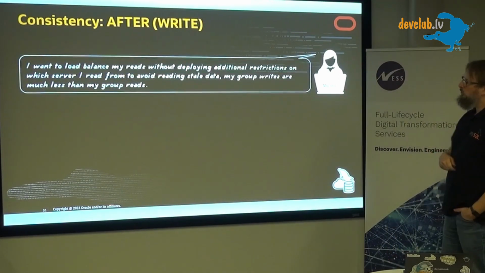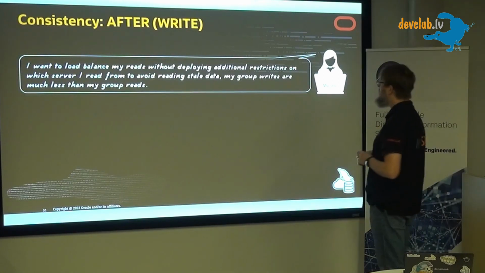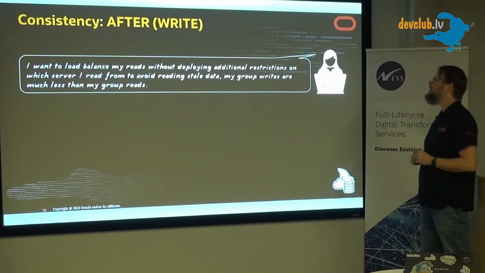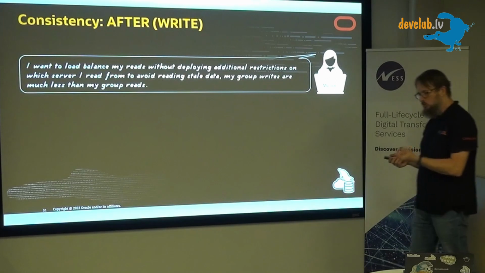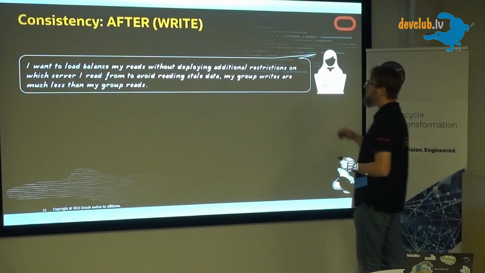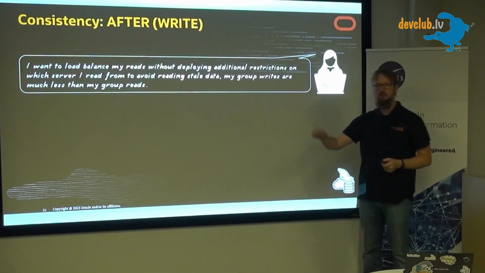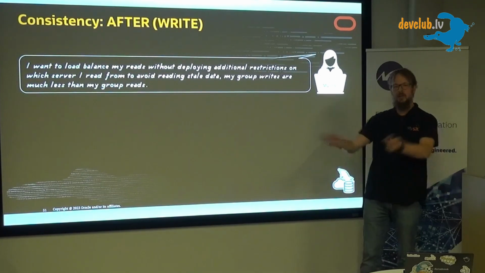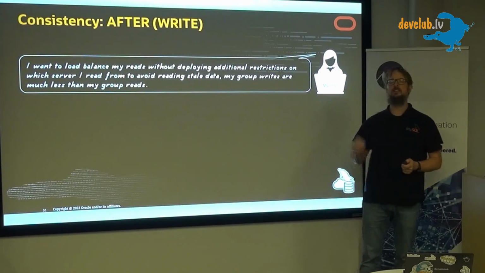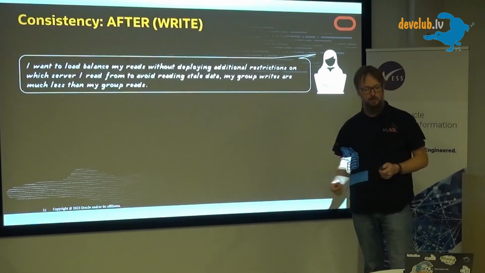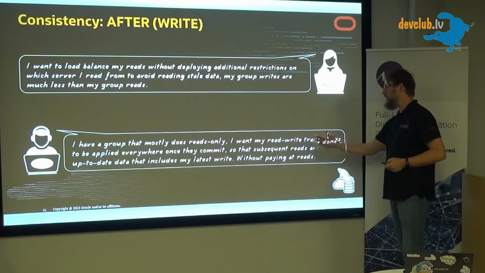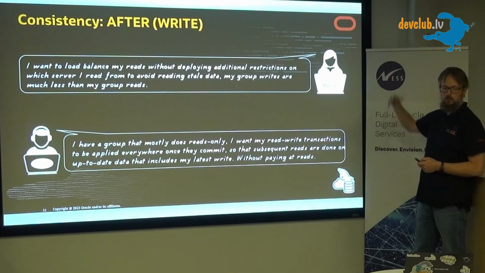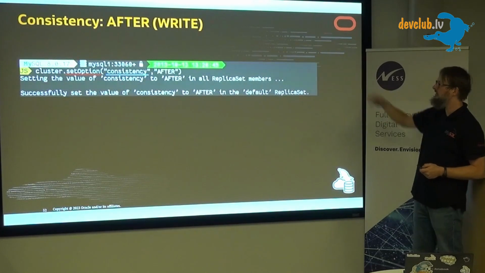After, you say, oh, I want to balance all my reads without any changes, right? But I don't want to read stale data, so I have a lot of reads, but a small amount of writes. What can I do? You can say, oh, when I write, this write, I return only when everybody really wrote. Not say it's okay to write, but they already did. And so I do mostly read-only. I just want to write sometimes, you use write. So all we do, consistency after.